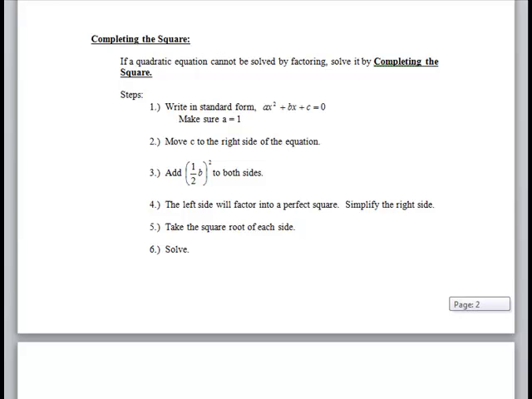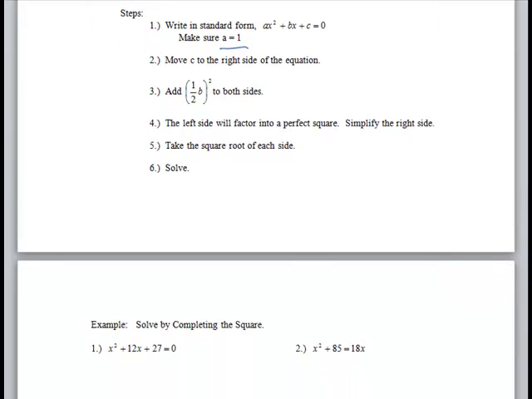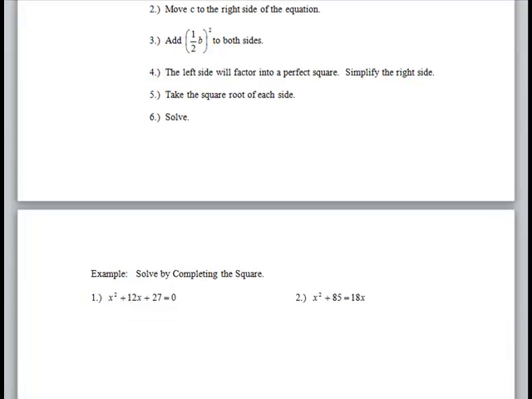First step, we will of course want the quadratic in standard form, but we need to make sure a is equal to 1. The leading coefficient must be equal to 1. If it's not equal to 1, we need to make it equal to 1 by dividing the entire equation by a. Then what we're going to do is move c, the constant, over to the right hand side of the equation, and then add 1/2 b squared to both sides of the equation. The left hand side will then factor into a binomial squared, and simplify the right hand side.